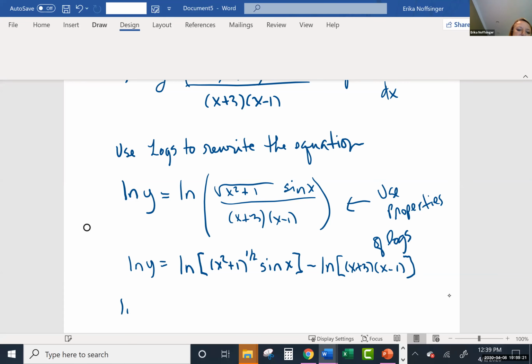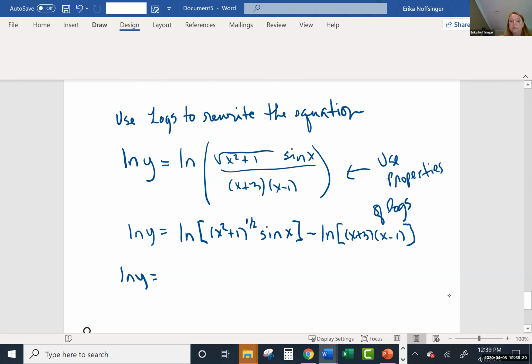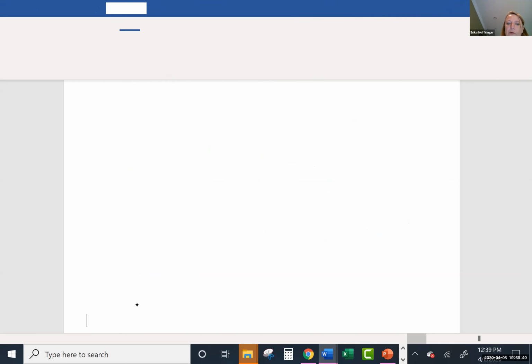So we have the natural log of y is equal to, so remember natural log, if something's being multiplied, we could rewrite it as a sum of the product. And so this would be the natural log of the first piece, x squared plus 1 to the 1/2.